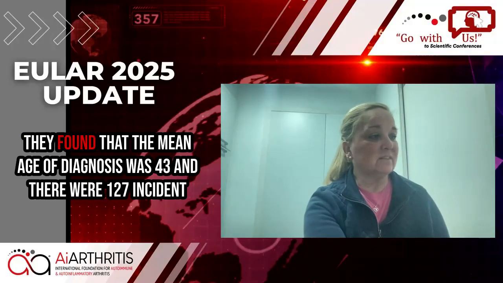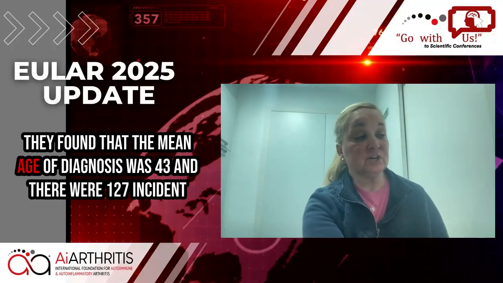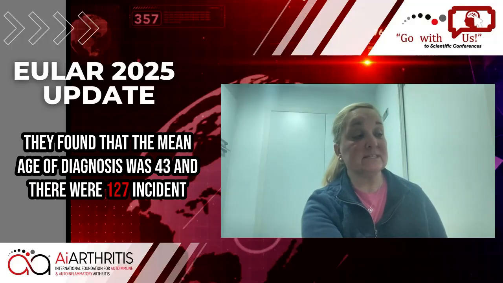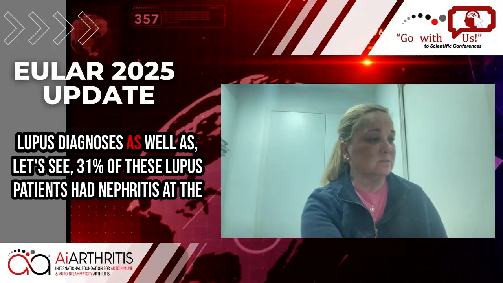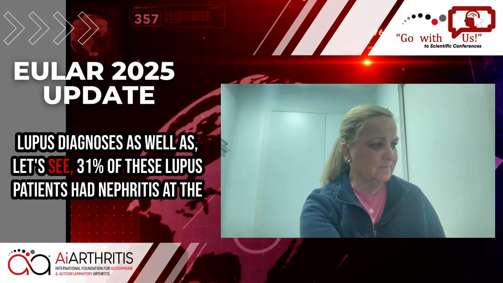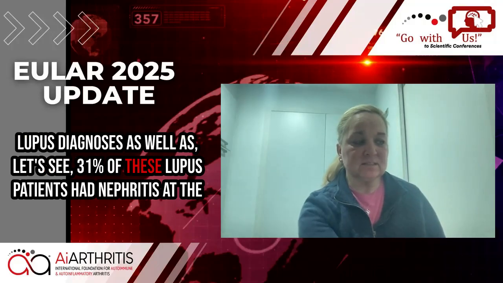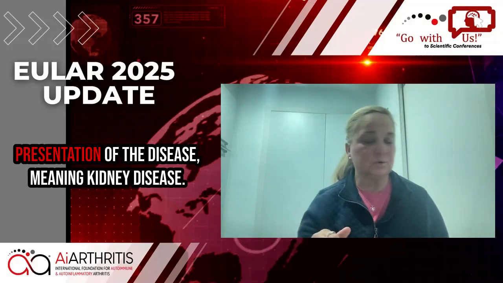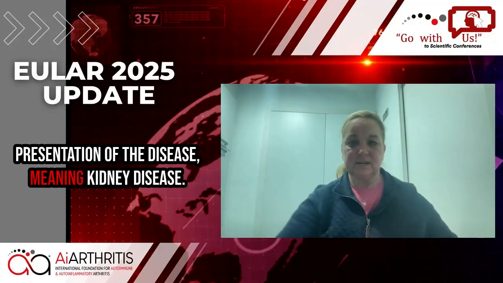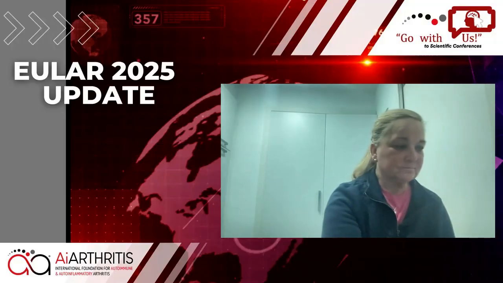They found that the mean age of diagnosis was 43, and there were 127 incident lupus diagnoses, as well as 31% of these lupus patients had nephritis at the presentation of the disease, meaning kidney disease.